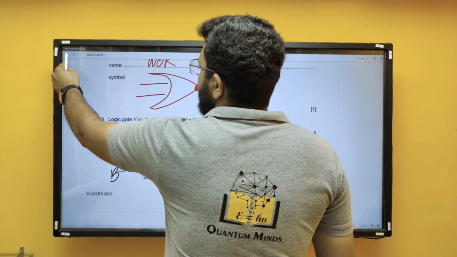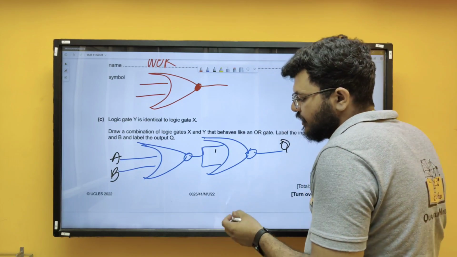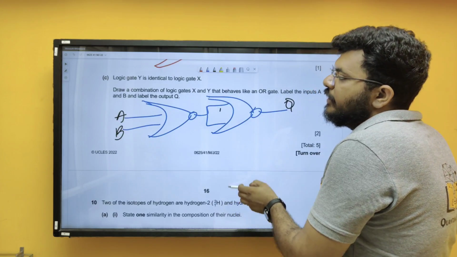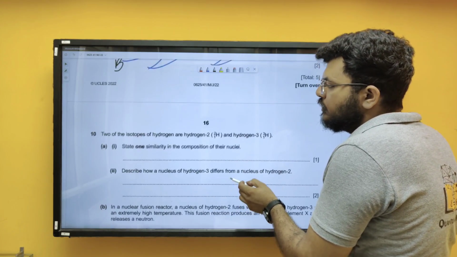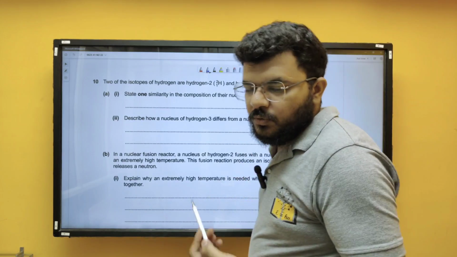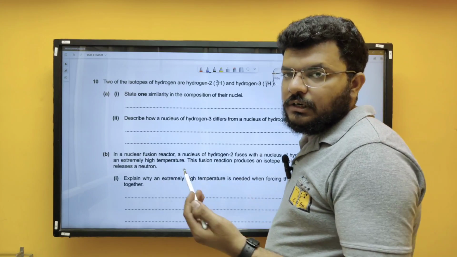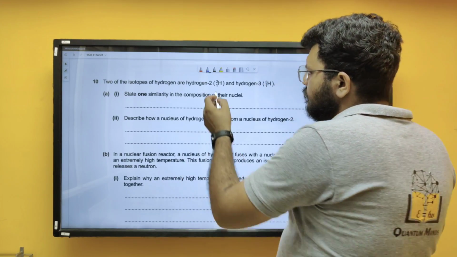Now as far as I understand, or what I have read in the syllabus, 2022 October November is going to be the last paper that asks these gate and boolean questions. From Feb March 2023, these questions are not in the syllabus.